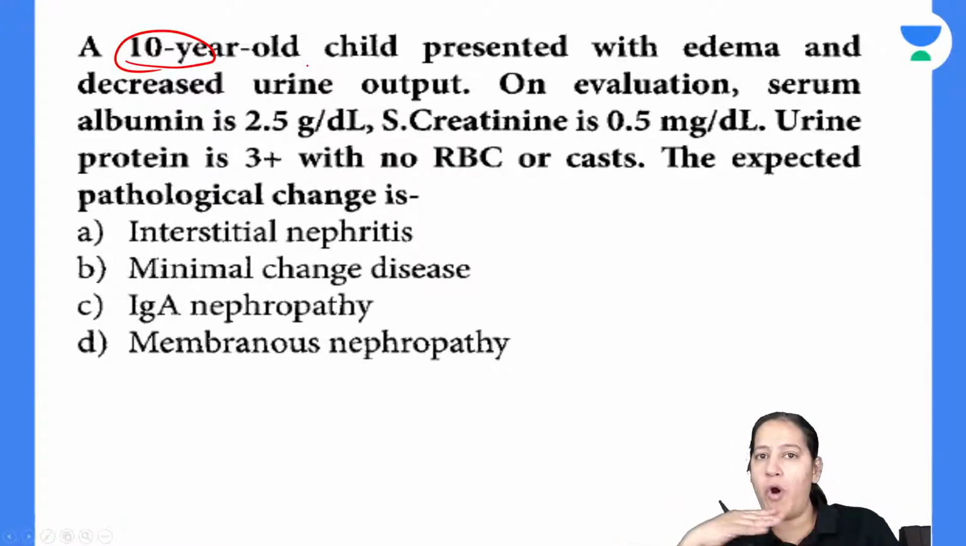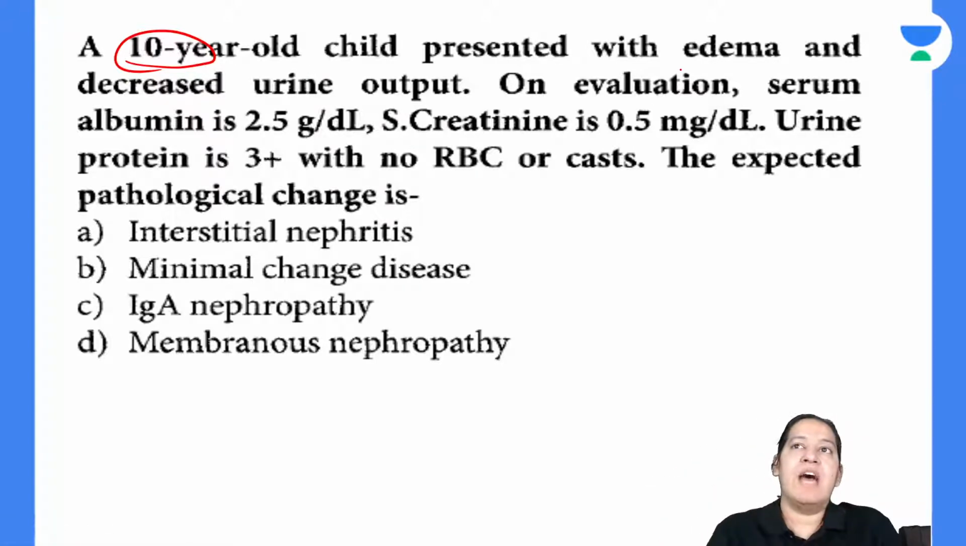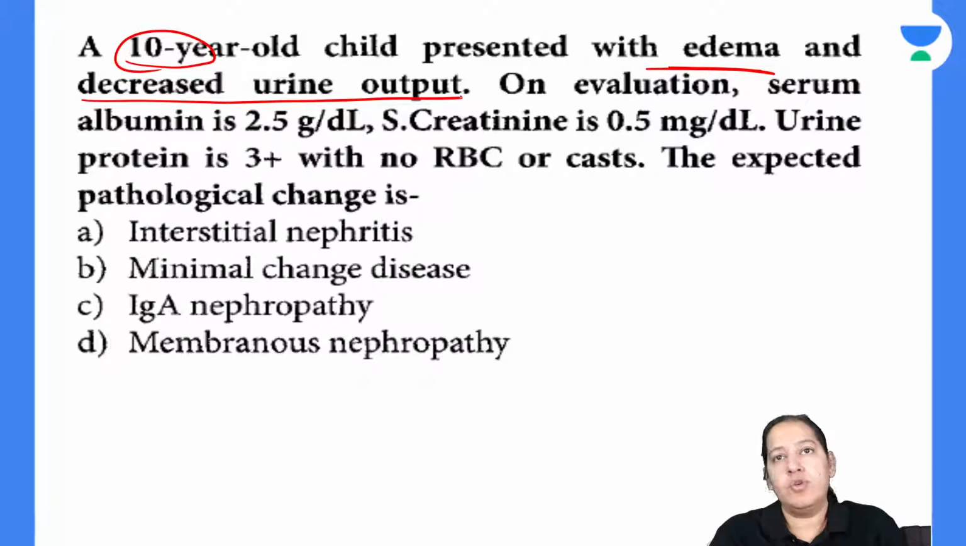Imagine a 10-year-old boy in your clinic with the parents. He is having edema and decreased urinary output, so renal failure is there. On examination, you have seen albumin is 2.5, so blood albumin is less. So the patient is having hypoalbuminemia and creatinine is normal.